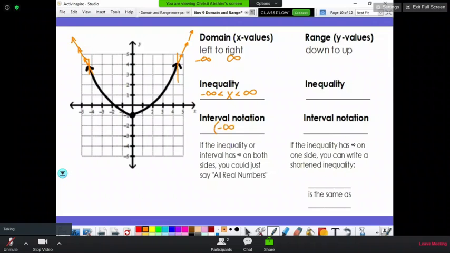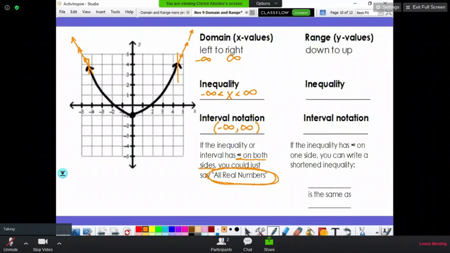Remember, infinities, positive and negative, just get parentheses. But what I want you to know is this statement here. If the inequality or the interval has infinity on both sides, you can just say all real numbers. So for this one, the domain is all real numbers.